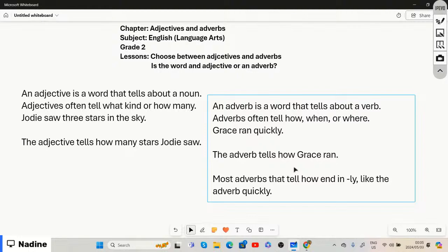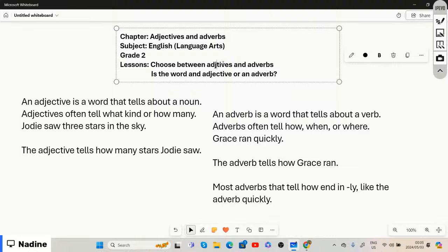So our chapter is adjectives and adverbs. Our subject is English language arts, grade 2, and the lessons that we are going to be focusing on is to choose between adjectives and adverbs, and is the word an adjective or an adverb.